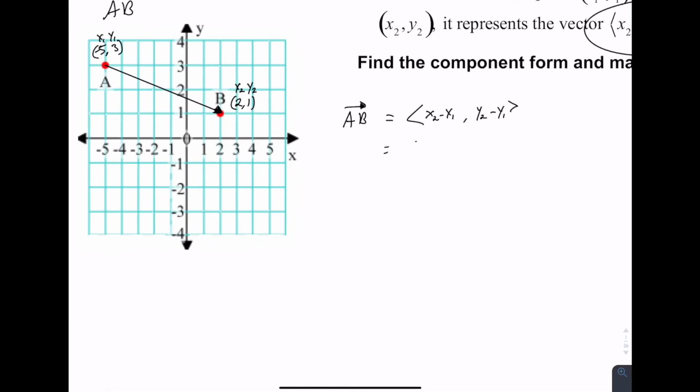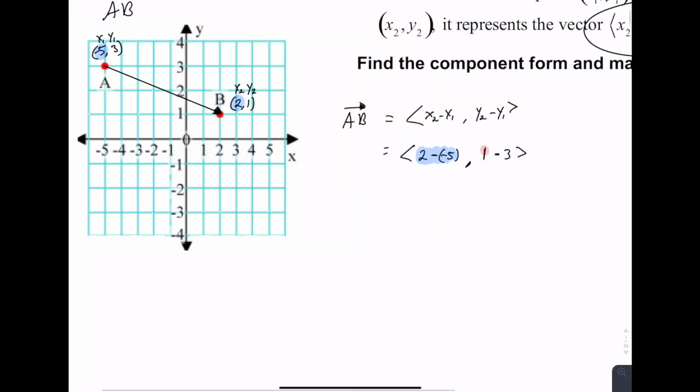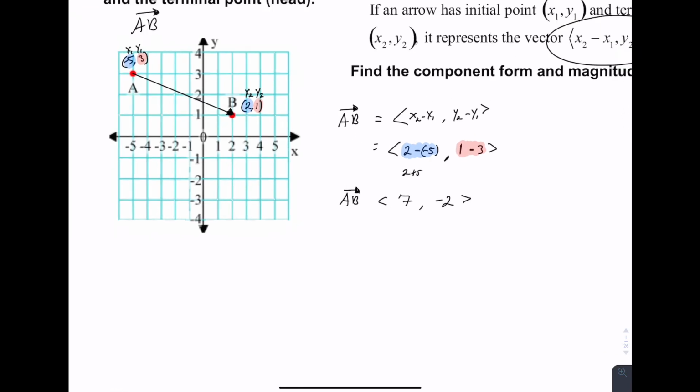So this would be, it's ugly, x2, which is 2, minus -5, comma, and then it's y2, so 1 minus 3. And I'll highlight these in color. So in blue is my x's, so x1 and y1. And then in red are my y's, so the 1 and the 3. Now, quick math, 2 minus -5, that's just 2 plus 5. So I get 7, comma, 1 minus 3 is -2.